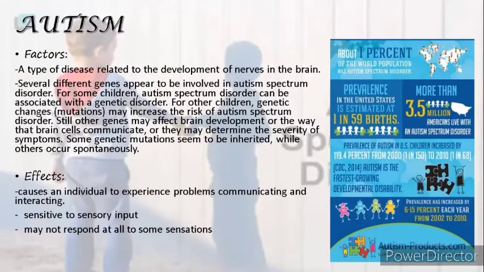Autism causes an individual to experience problems communicating and interacting. If you have autism, you may be very sensitive to sensory input. Something as common as loud noises or bright lights may cause you significant emotional discomfort. Alternatively, you may not respond at all to some sensations, such as extreme heat, cold, or pain. Seizures are common among people with autism. They often begin in childhood or your teenage years.